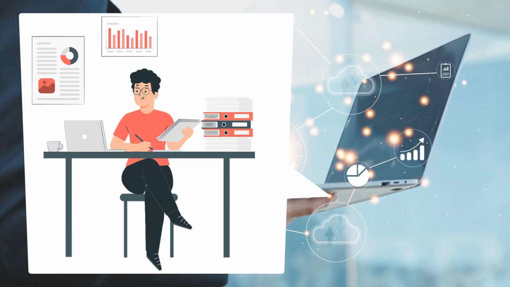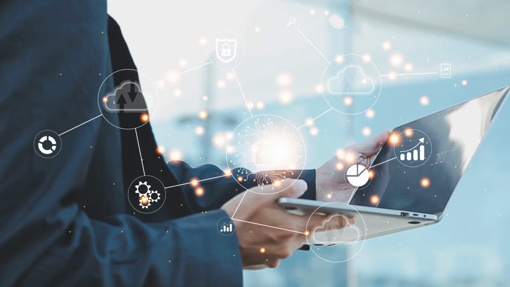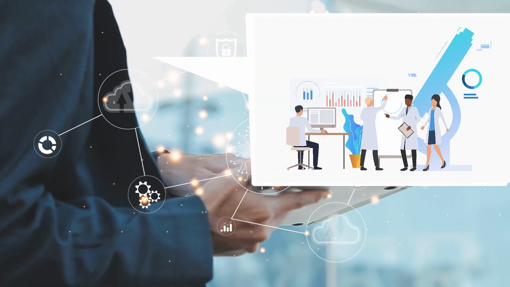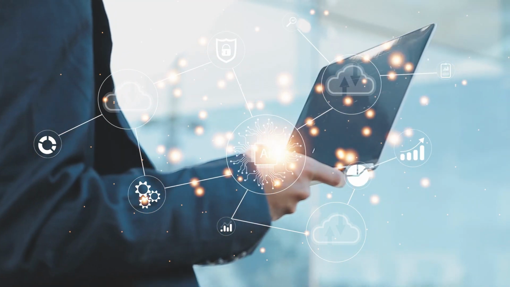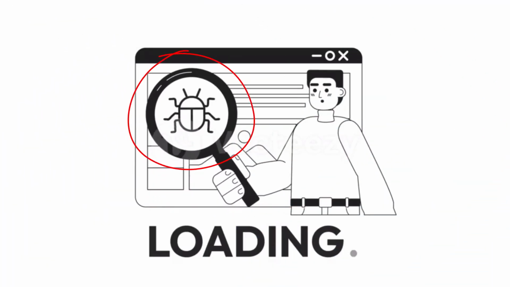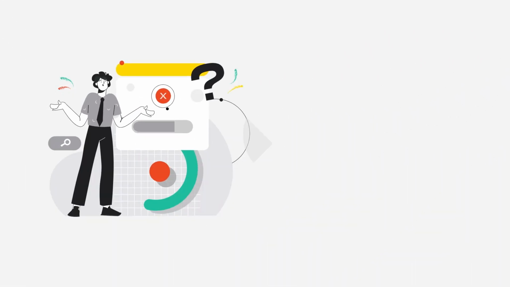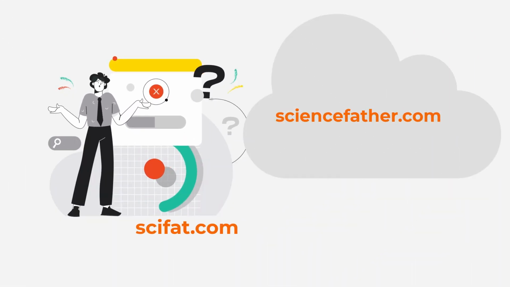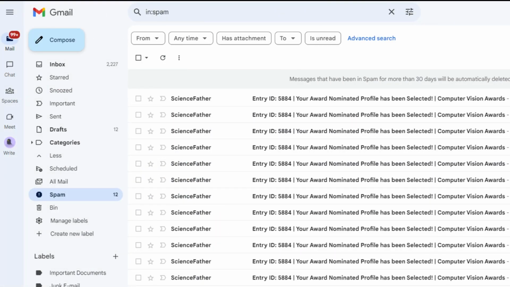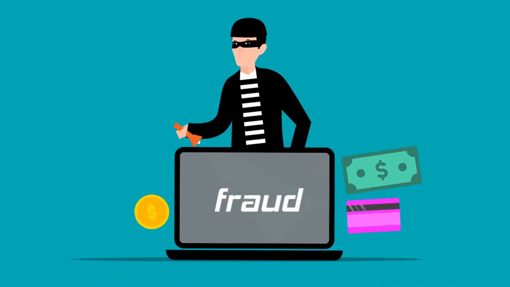They signify the acknowledgement of one's dedication to their field and the contributions they make to the academic community. Unfortunately, some unscrupulous entities exploit this desire for recognition, leading scholars into a web of deception. One such entity is sciencefather.com, also known as sifat.com, a website that has been spamming academic scholars with fraudulent awards and exploiting their aspirations.